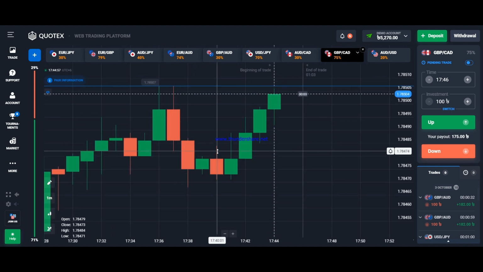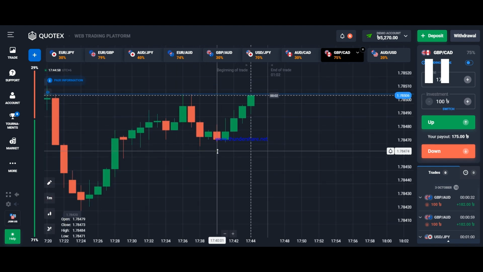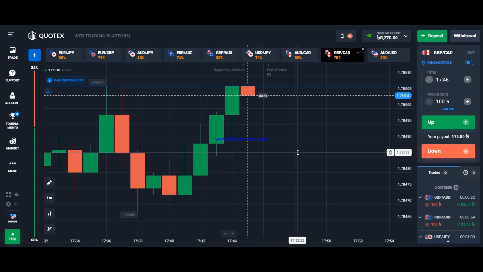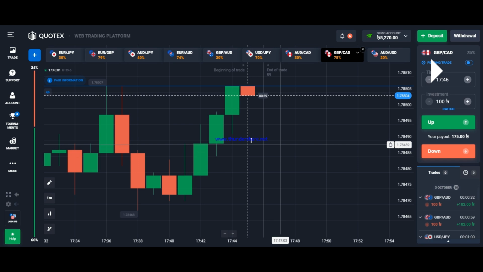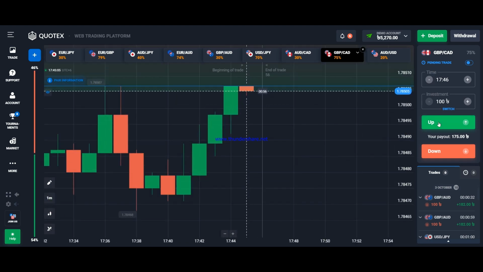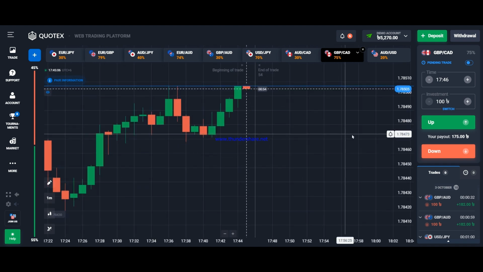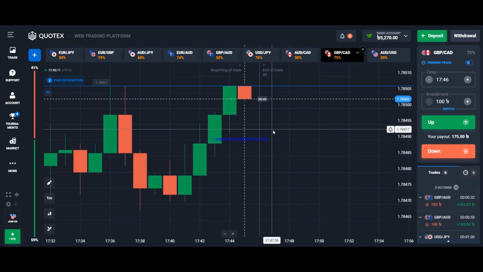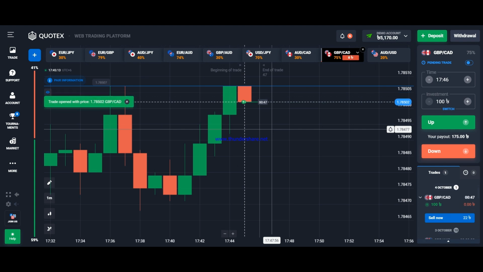watching the reaction. It hadn't touched this level, and at the last moment it touched and closed at the level. It closed at the lower high level, and I believe I made a mistake here. I placed a call option trade in here, which is wrong. You shouldn't do it.